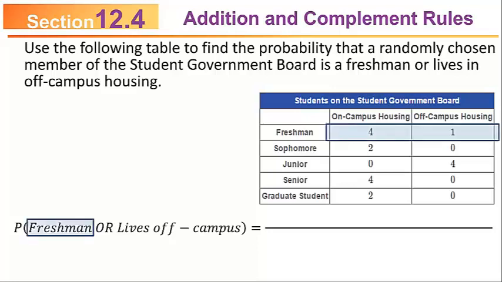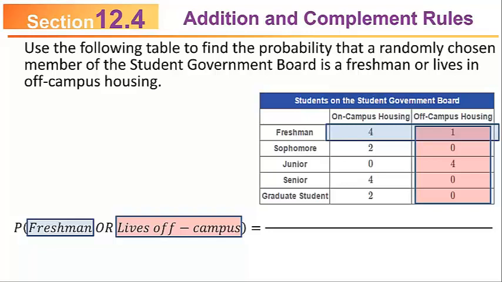There are 5 freshmen and there are 5 students who live off campus. So we want to know the probability of being a freshman or living off campus. You can't just say 5 plus 5 because there's one person who overlaps.